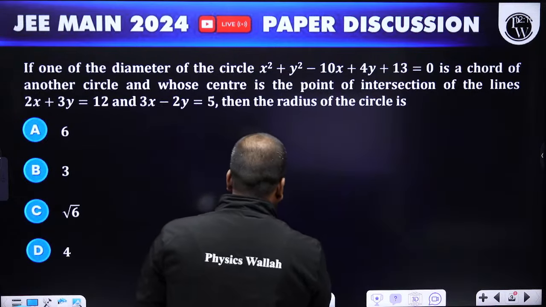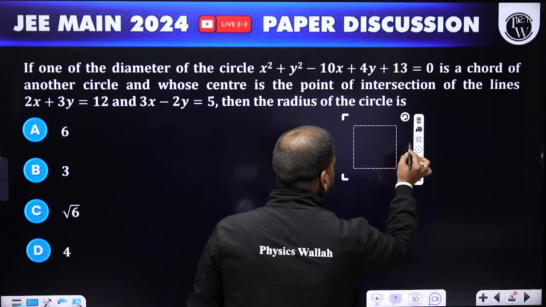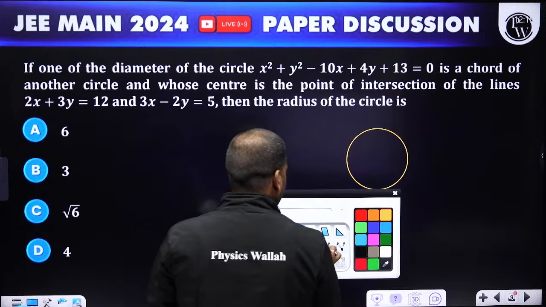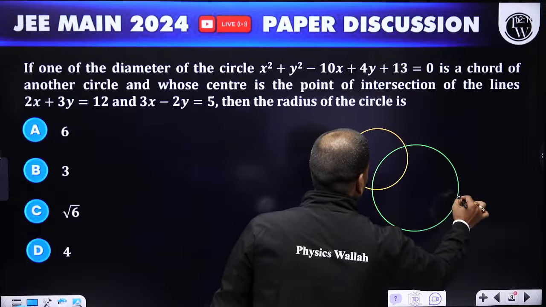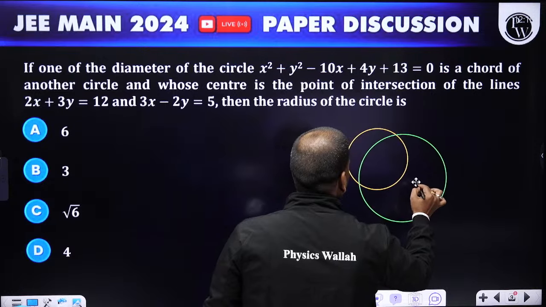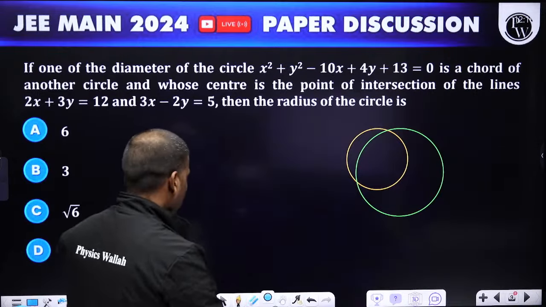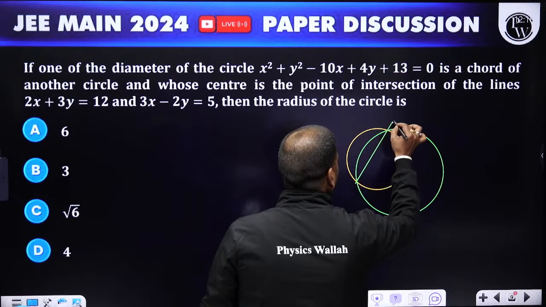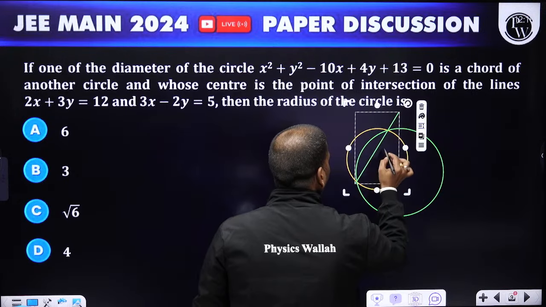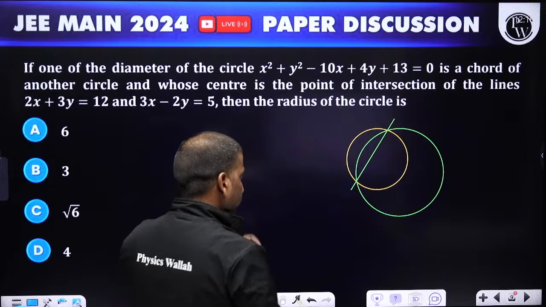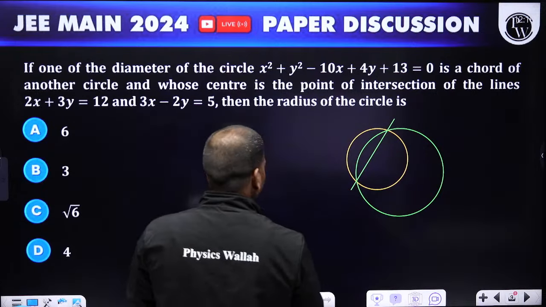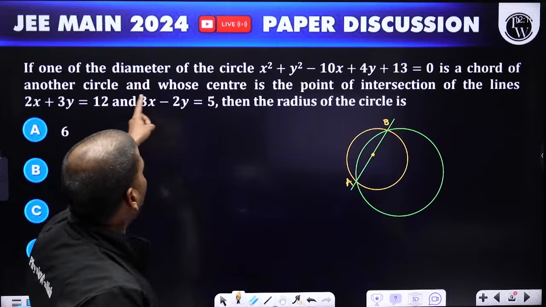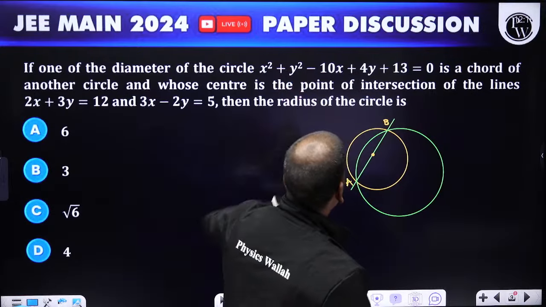So what have they given? They have given two circles. That is one circle. The first one is, so one circle. And the second circle, this is the one, right? So here what is the information is, yeah. Let's take, this is A and this is B. This is the center. One of the diameters of the circle. So this is the diameter of the smaller circle, this circle.